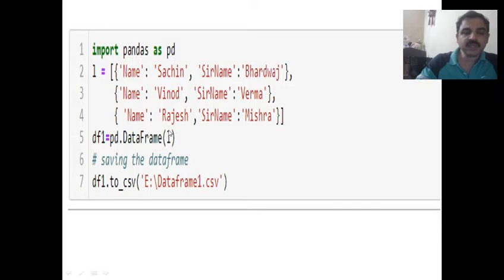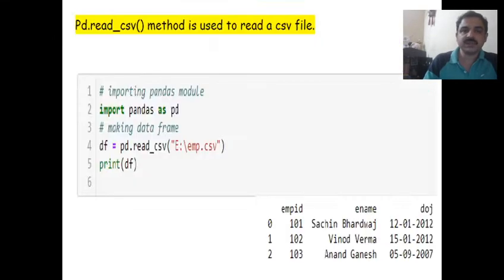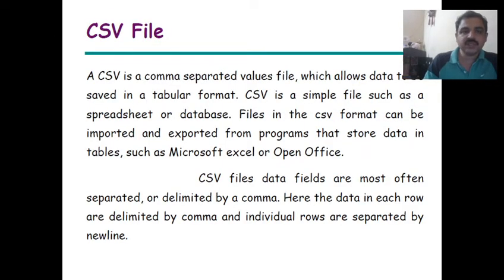You want to transfer this into a CSV file. So how to do that? df1.to_csv. This is the function used for converting a data frame into a CSV file. Call the to_csv function, then specify the CSV file name. What it does is convert this data frame into a CSV file. It's just a simple function.